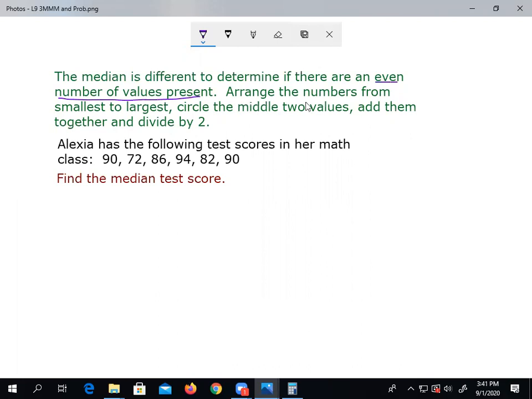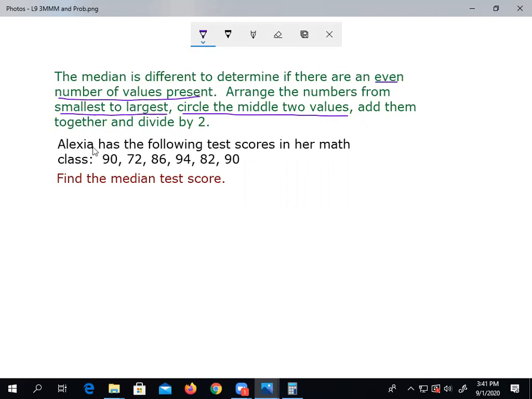So again, we arrange numbers from smallest to largest. That's our first step. Arrange the numbers from smallest to largest. And then what's going to happen, there's not going to be a middle value. So what you're going to see is there's going to be 2 middle values. So you're going to circle the 2 middle values, and then we're going to add them together and divide by 2.